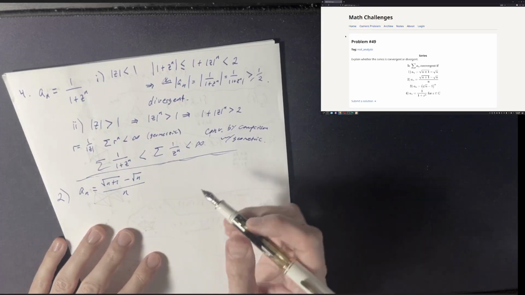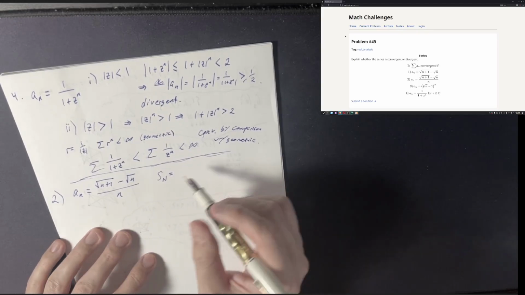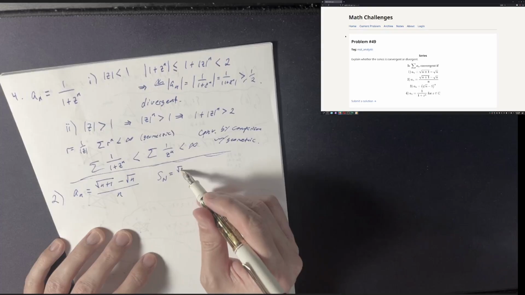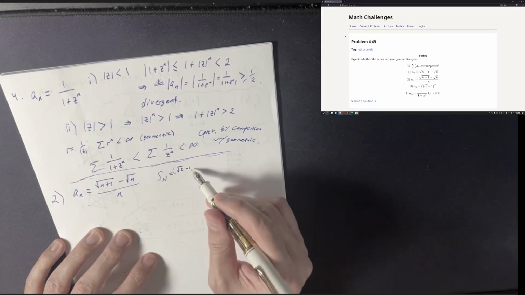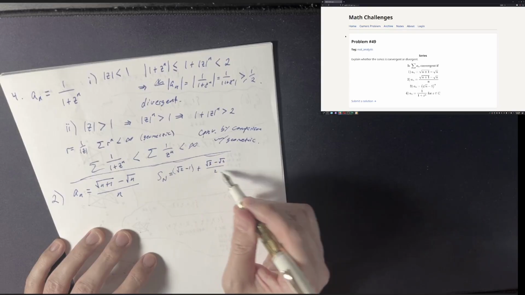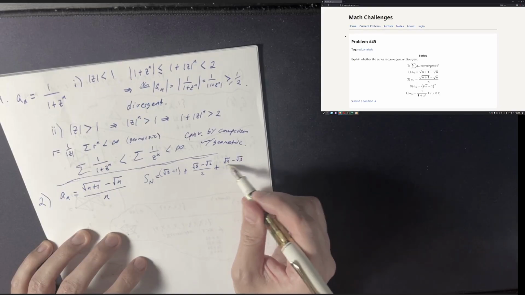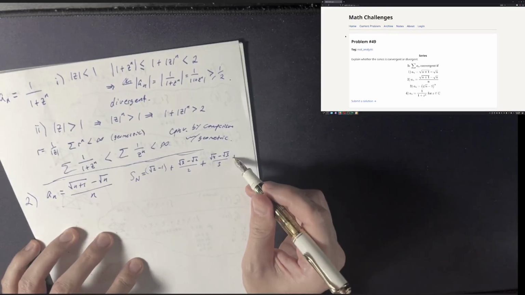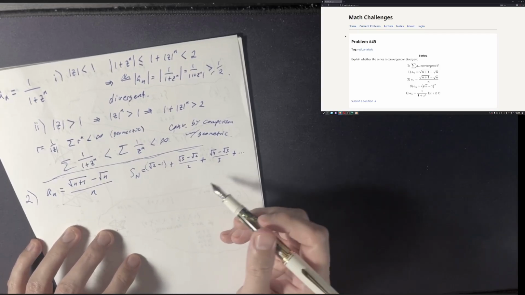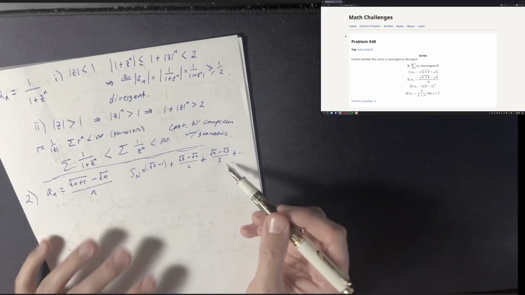So my first instinct, when you write out terms, Sn now looks like, say, (root 2 minus 1) over 1 plus (root 3 minus root 2) over 2 plus (root 4 minus root 3) over 3, etc., right? So they're no longer telescoping. These things don't actually cancel.